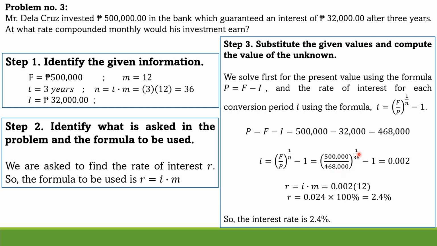Okay, equals final amount is 500,000 divided by present amount 468,000, and then raised to 1 over N, which is 1 divided by 36. Okay? So, ibig sabihin po, and then minus 1, ang value po ng I natin is 0.002. At yan po ang i-multiply natin. Since R is equal to I times M, yung 0.002, i-multiply natin sa conversion period natin na 12. So, we have 0.024. And, we'll multiply to 100%, 2.4%. Therefore, the interest rate is 2.4%. Alright?